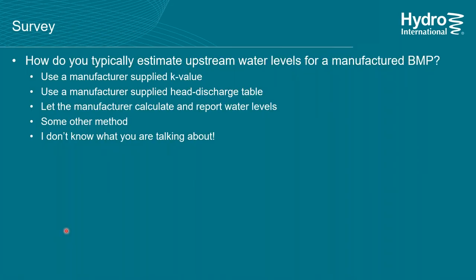So I'm going to start with a survey. This is partly some good marketing information for Hydro, but it's also a great way for me to understand the audience that I'm speaking to today. When you are trying to estimate upstream water levels for a manufactured system, how do you usually do it? Do you use a manufacturer? I'm going to go in to describe all these things, but I'm curious to know where people are.